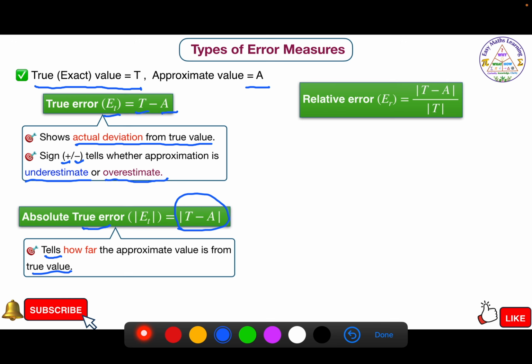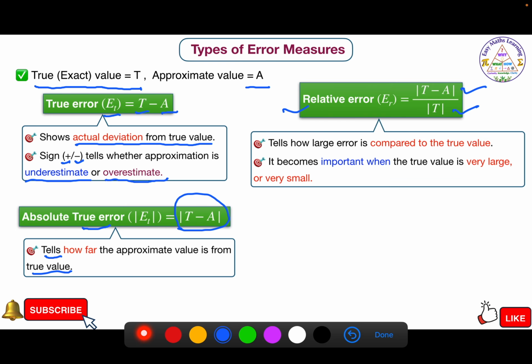Next is the most important one, that is relative error. It is defined as absolute true error divided by absolute true value. Relative error tells us how large the error is compared to the true value. So relative error becomes important when the true value is very large or very small.